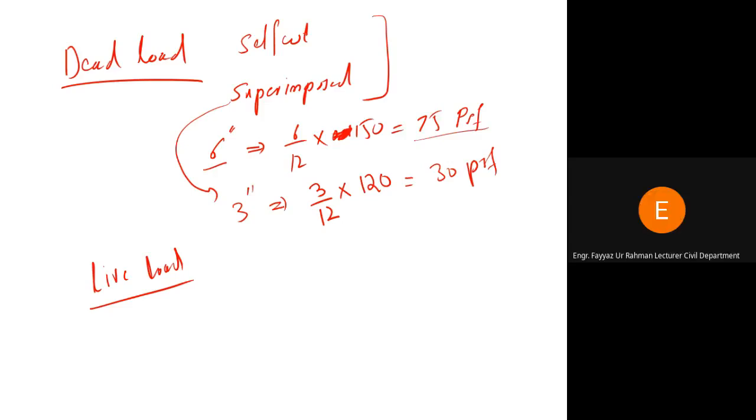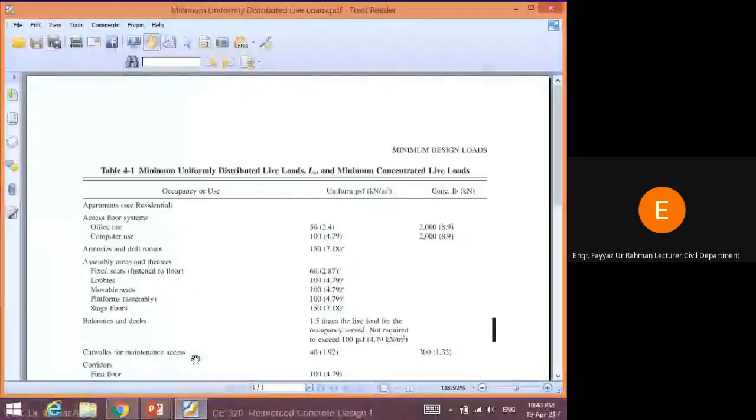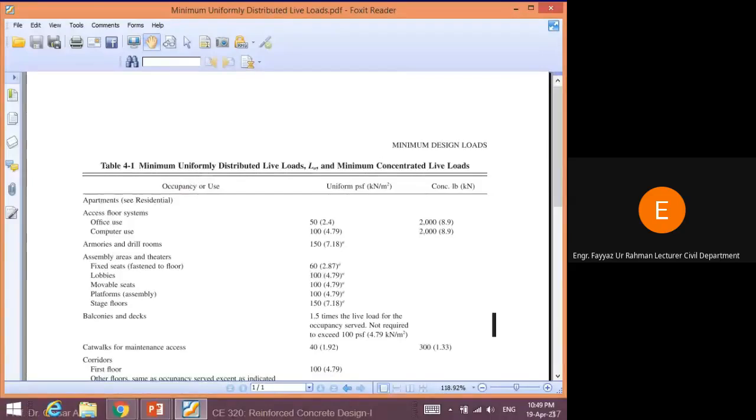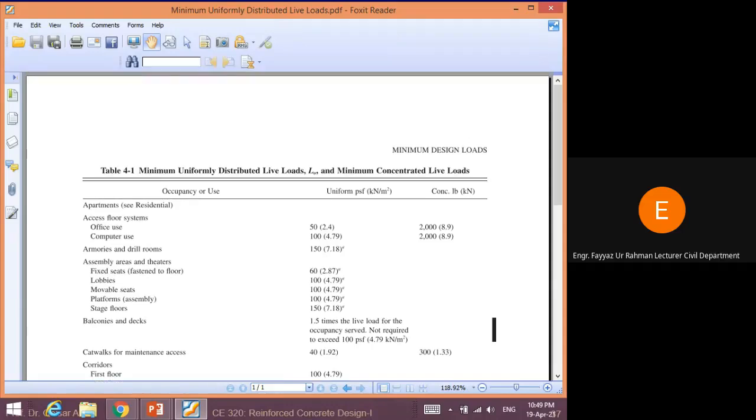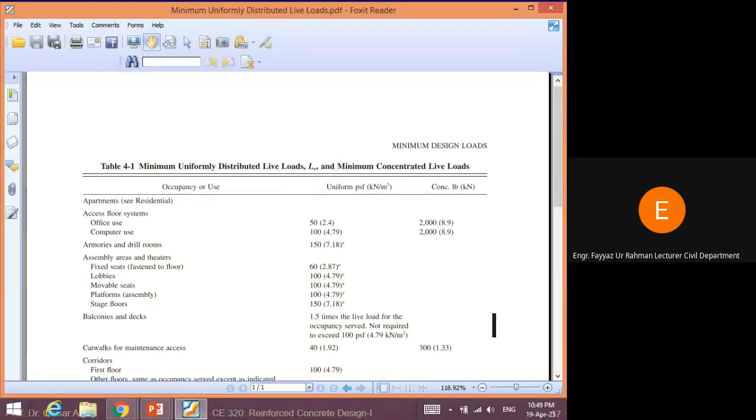So this is the table, and in this table you can see that these are different occupancies. Clear? And this is the loading for the given occupancy. For example, for office use, the live load is given here. It is 50 pound per square foot. For computer use, it is 100. Clear?